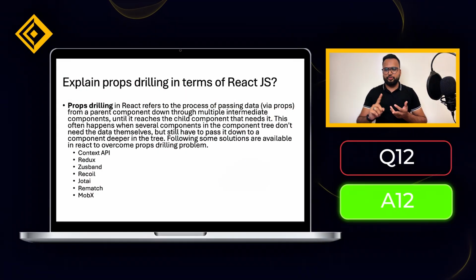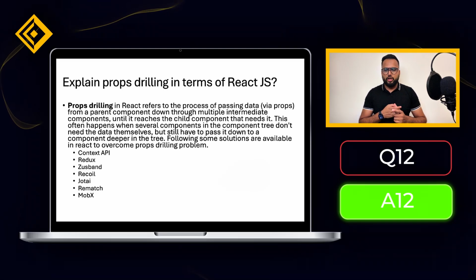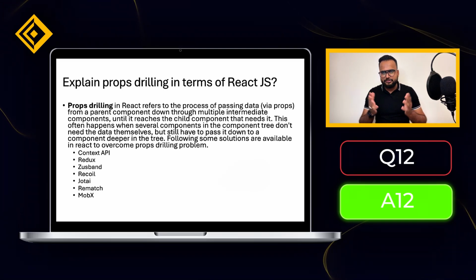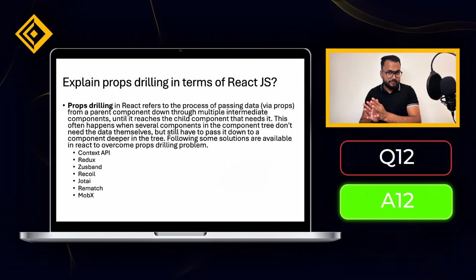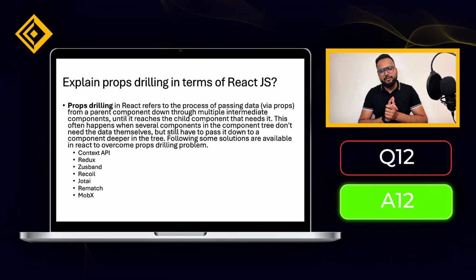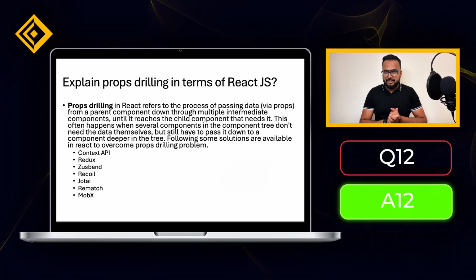So there are some solutions available for the props drilling problem. You know very well the props drilling problem. What is that? Passing data within the components, parent to child, child to another child, and then the next level of child, and the components available in between in the hierarchy don't need it. You can manage that state or data globally with the help of Context API, Redux, Zustand, Recoil, Jotai, Rematch, and MobX. There are certain solution providers available, but 90% of the companies are using what? Redux in large scale applications.